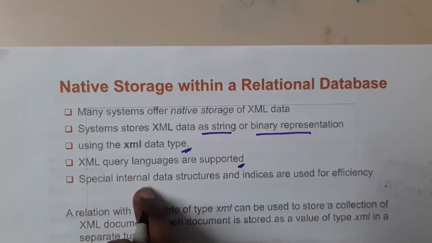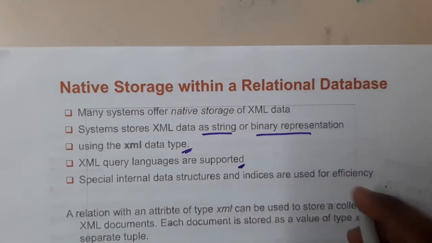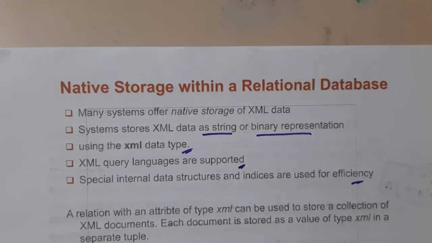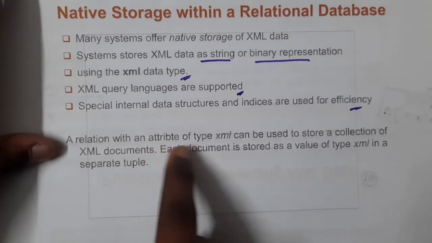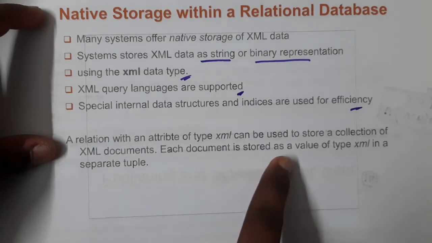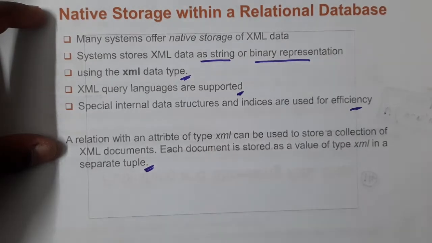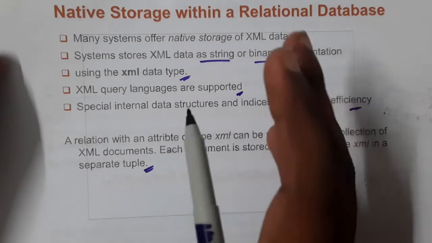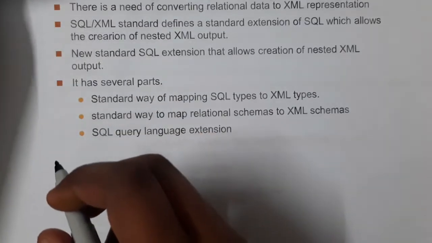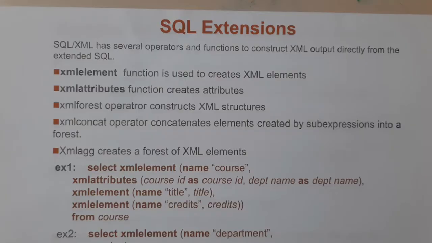Similarly, special internal data structures and indices are used for efficiency. Even some kinds of relational databases can also be used. A relation with an attribute of type XML can be used to store a collection of XML documents. Each document is stored as a value of XML in a separate tuple, so you can store them in separate tuples. The native storage only provides strings or binary representation, guys. That is the reason why native storages are never used in real time. Okay, so let us continue.